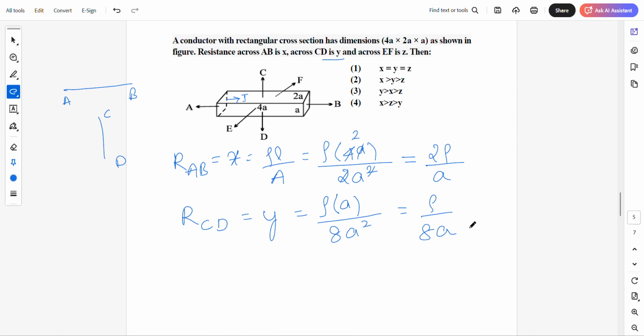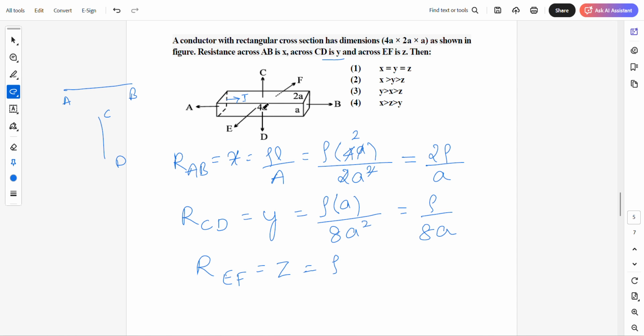Understood? Now, the last thing is R, EF. For R, EF, how much have they given? They have given Z. Understood? For rho, for EF, they have given Z, that is equal to rho into the length for E and F, divided by the area. For E and F, how much is the length?